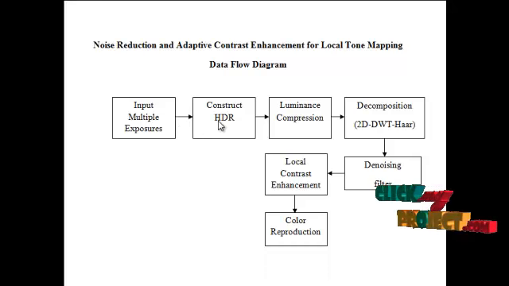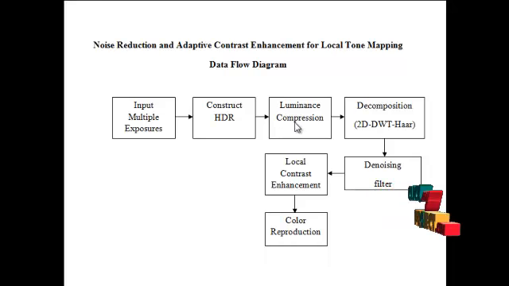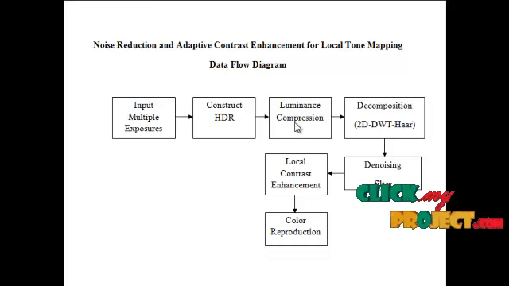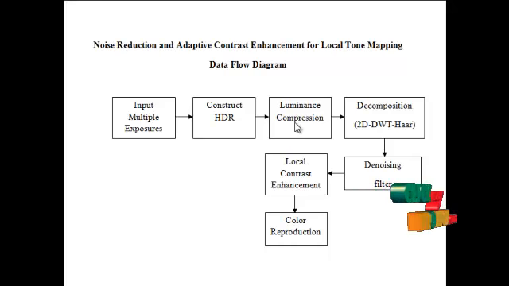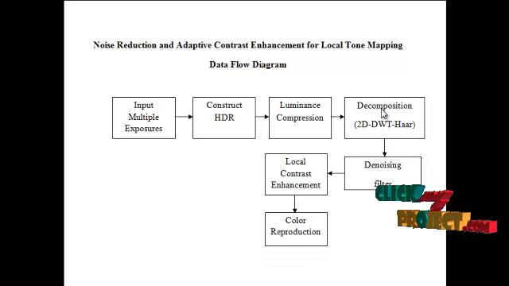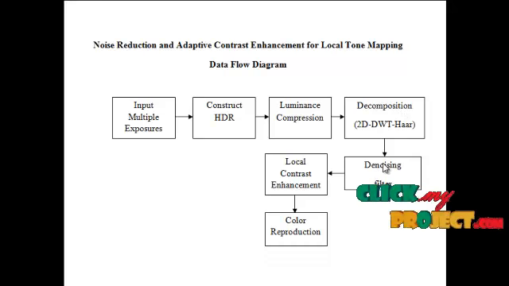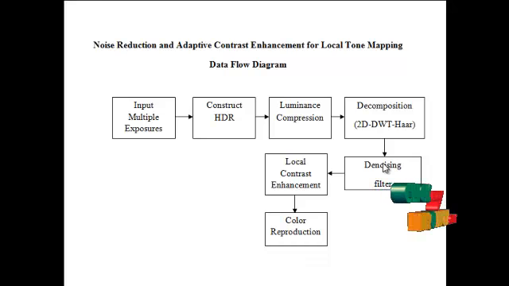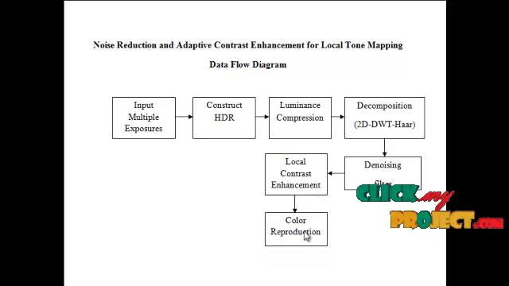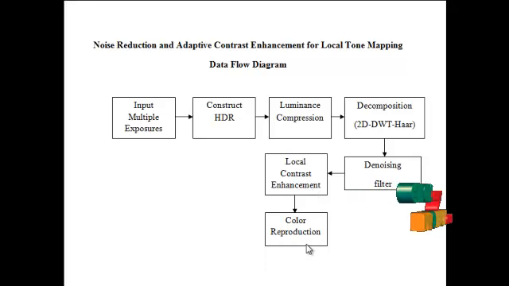For the HDR image you constructed, you have to do luminance compression, which follows an algorithm dependent upon the logarithmic function. The luminance compressed image is fed to decomposition using Haar wavelet, and the subbands are denoised using a bilateral filter and a subband thresholding algorithm. Using the denoised output and the thresholded output, you have to make a local contrast enhancement in order to improve the quality of the tone mapped image. Finally, you have to concentrate on the color reproduction using the saturation parameter.